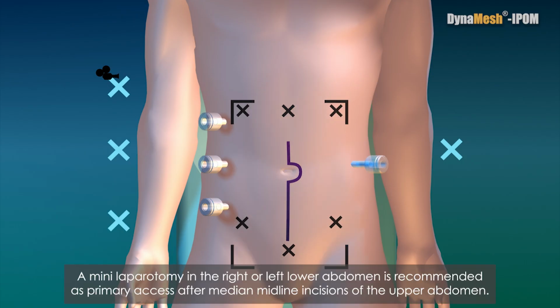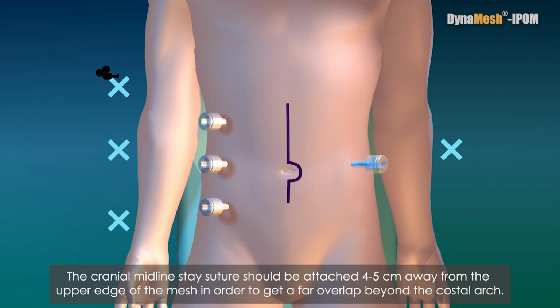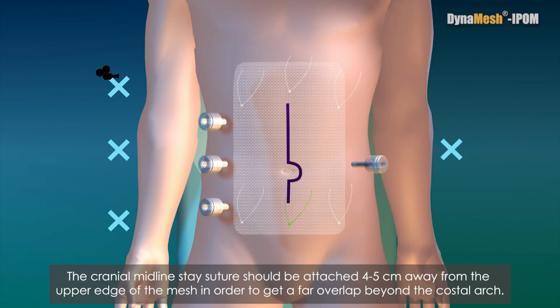A mini laparotomy in the right or left lower abdomen is recommended as primary access after median and midline incisions of the upper abdomen. Again, 3 trocars are used on one side and a 4th on the contralateral side. The cranial midline stay suture should be attached 4 to 5 centimeters away from the upper edge of the mesh in order to get a far overlap beyond the costal arch.